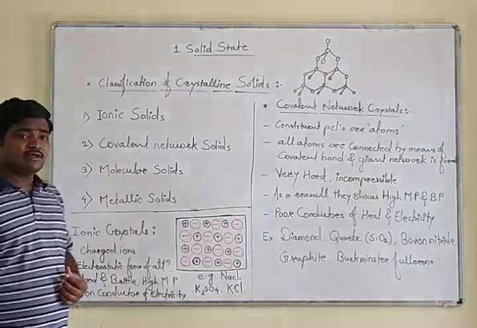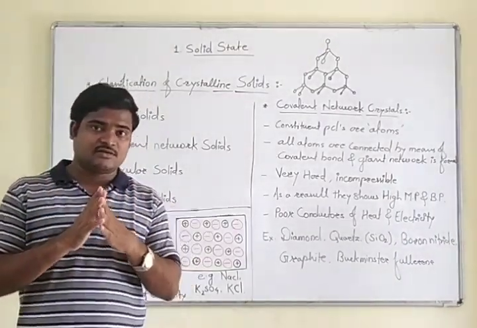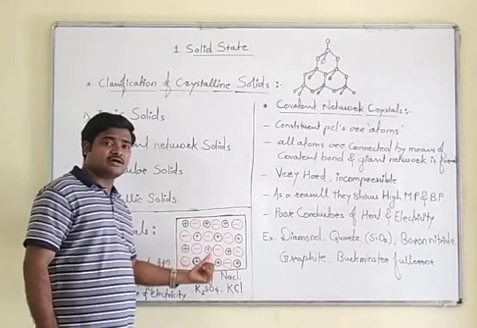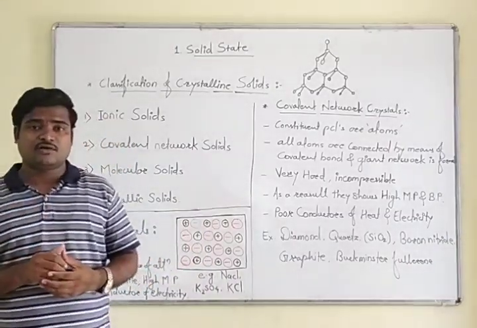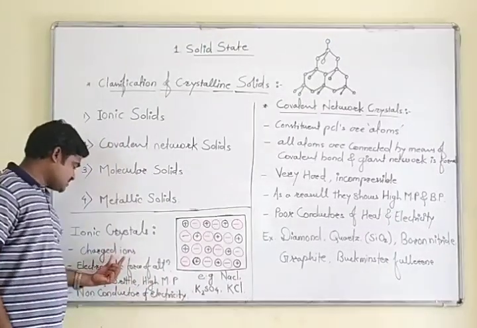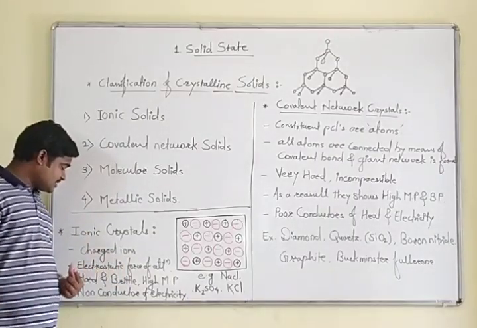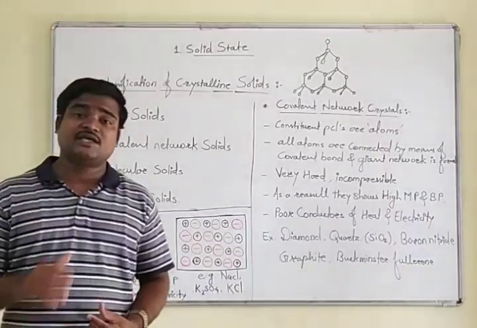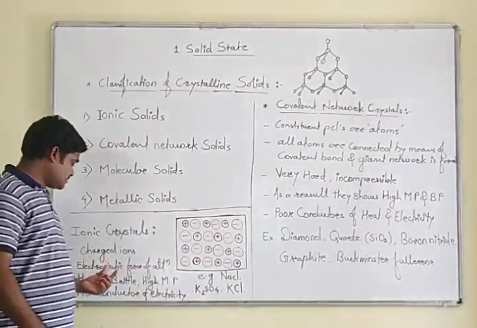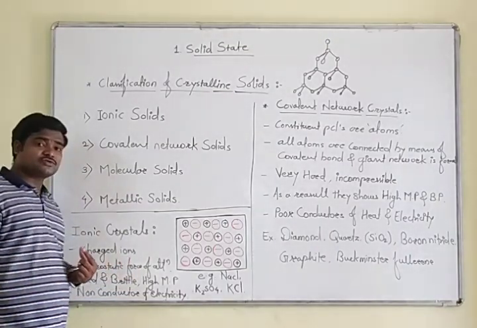The first thing is that the constituent particles are charged ions. I mention charged ions because, as you already saw in this figure, the ions shown are Na plus and Cl minus. The second thing is that an electrostatic force of attraction is present between two successive ions. This is the main thing: the type of attraction is the electrostatic force of attraction.